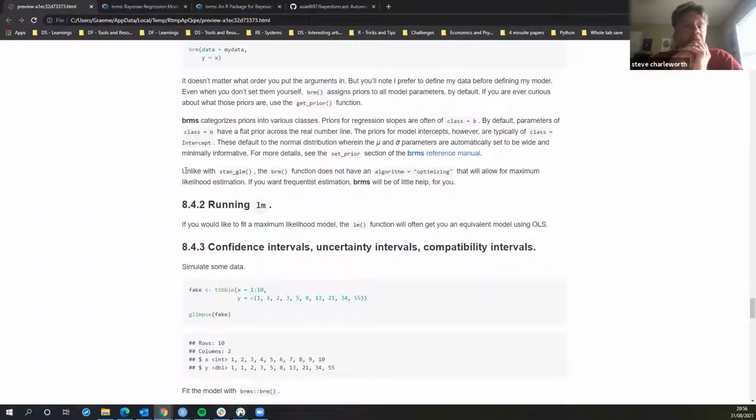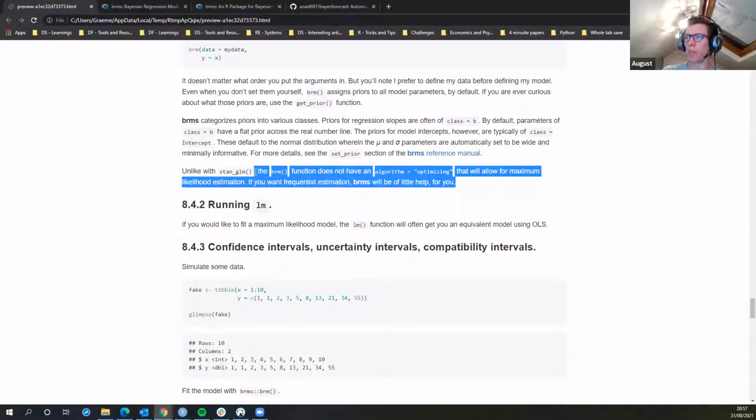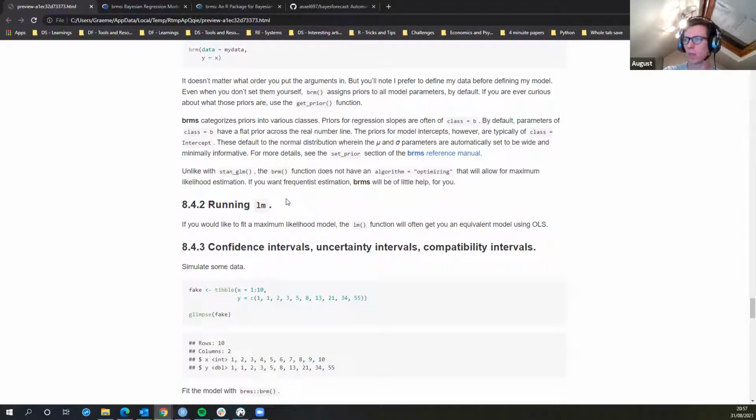Later reading. Unlike with standard, brm does not have an algorithm equals optimization that will allow for maximum likelihood estimation. If you want a frequentist estimation, brm is of little help to you. So it sounds to me like what he's saying is we don't need maximum likelihood estimation because we're using a Bayesian approach. Right, which seems fair. There are other ways to do that.